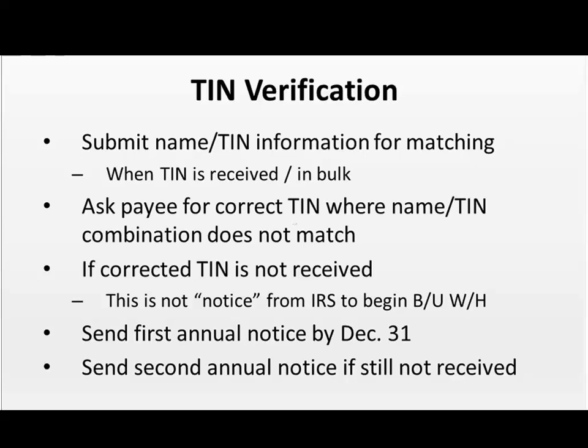So you do have to be kind of careful with this because sometimes it's not an intentional mismatch, but you ask them for the correct TIN where the combination does not match. If the correct TIN is not received, this is not notice from the IRS to begin backup withholding. This is important. Your TIN verification is not notice from the IRS. There are false positives and false negatives. You send your first annual notice by December 31st and a second annual notice if you still don't get a corrected TIN or some sort of thing that says this is my correct number from that person, and you use the number you have.